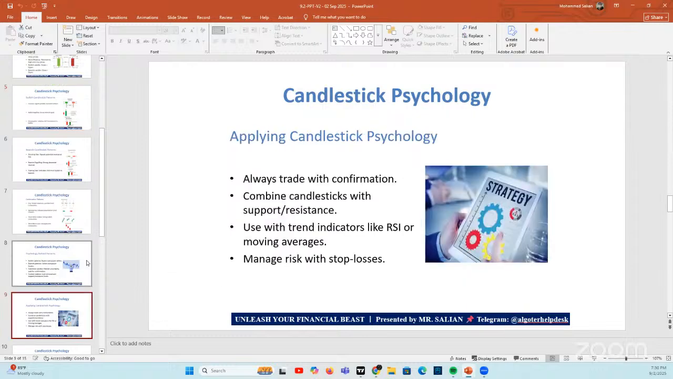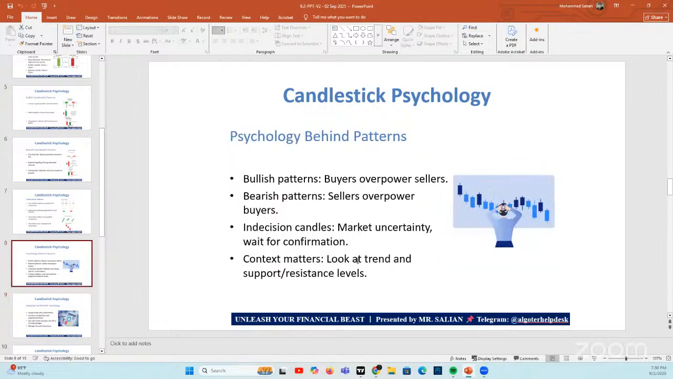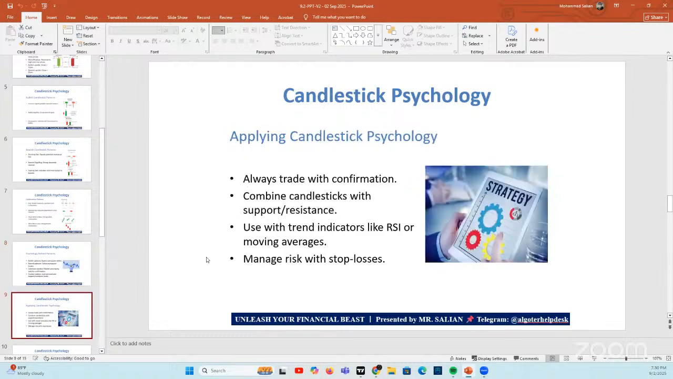And lastly, look for support and resistance levels, where I will show you later in the chart how you will be able to apply all this.